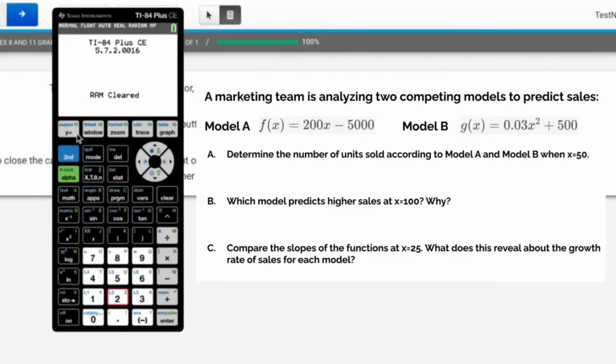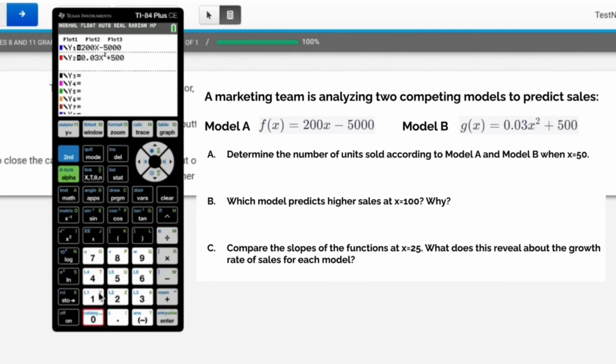So I have two models here. Sounds like me in college. I'm going to type in both of them. I'm going to type out this linear looking guy, 200x minus 5,000. That's going to be f of x. So I will just remember that y sub 1 is f of x. And model B, g of x, is going to be y sub 2. So that's 0.03x squared, a quadratic, plus 500.